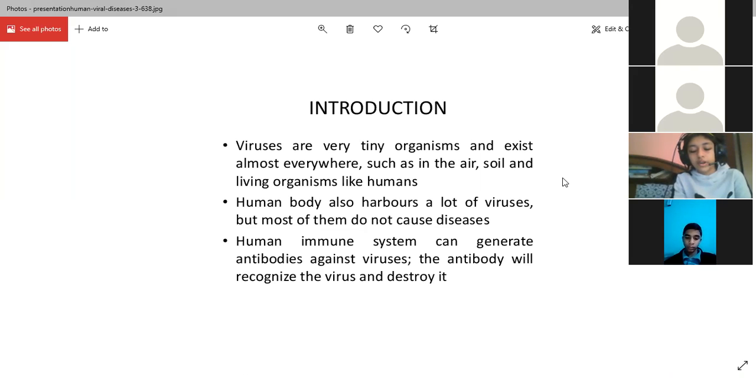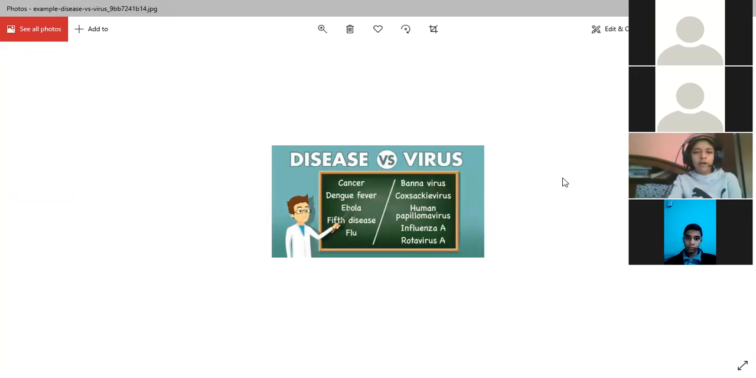All right. Now there are some diseases which are caused by viruses. ठीक है ना? Like cancer, you all are aware of it. There are different kinds of cancer, and cancer is basically a disease which is caused by a bacteria or a virus. Then dengue fever, all right. Then coronavirus यहाँ पे है नहीं, but of course that as well. How can we forget? Then Ebola, all right.